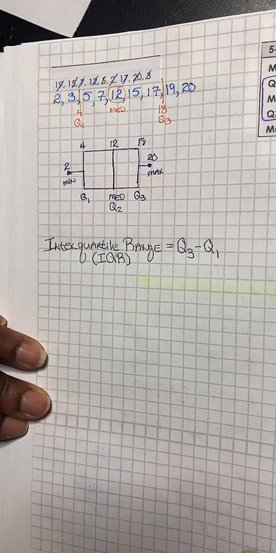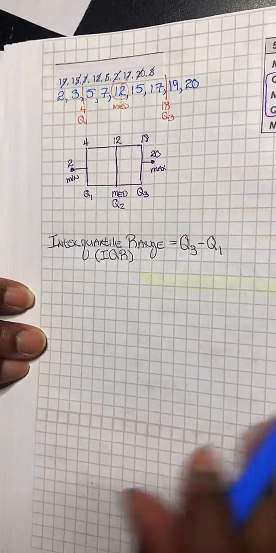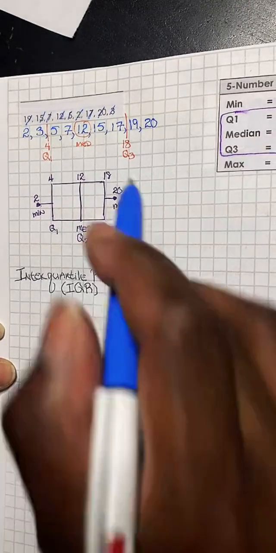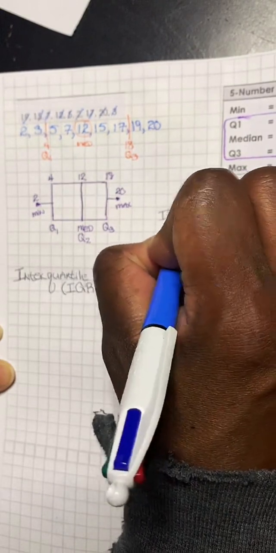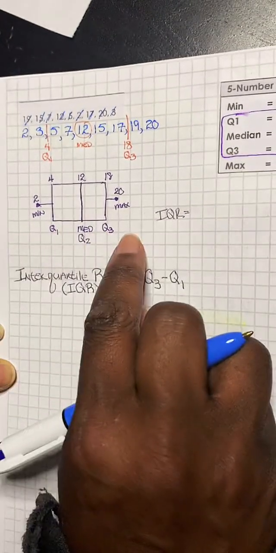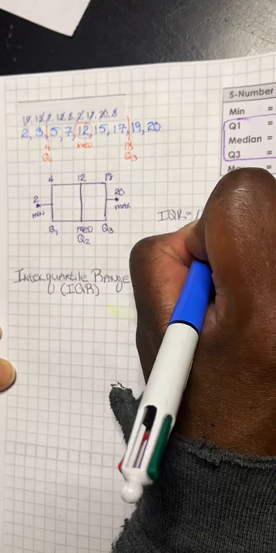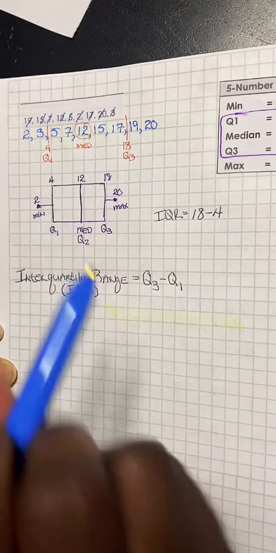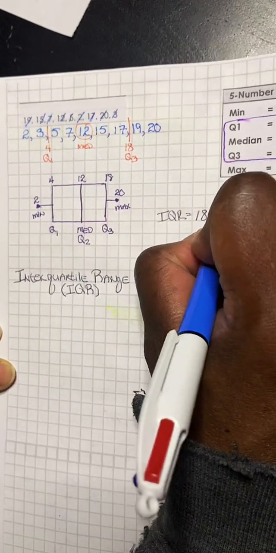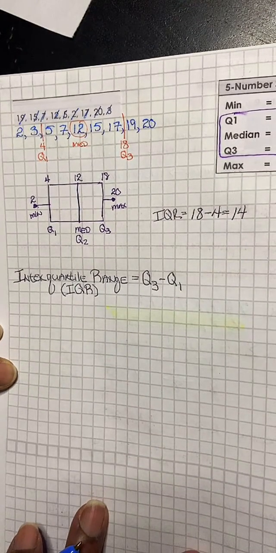All right. So your interquartile range. In this case, if I want to find my IQR for this data set, that means I'm taking my 18 and I'm minusing the 4. My Q3, 18, Q1, 4. So my interquartile range is simply 14.